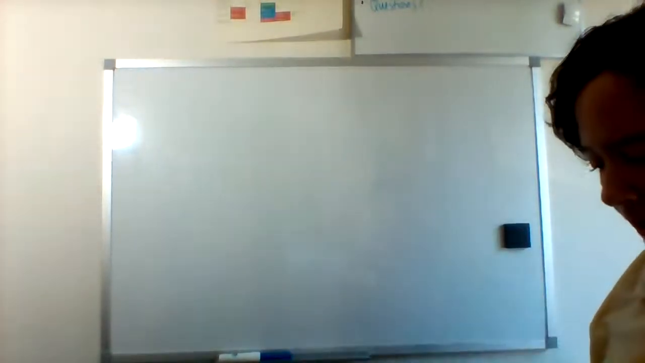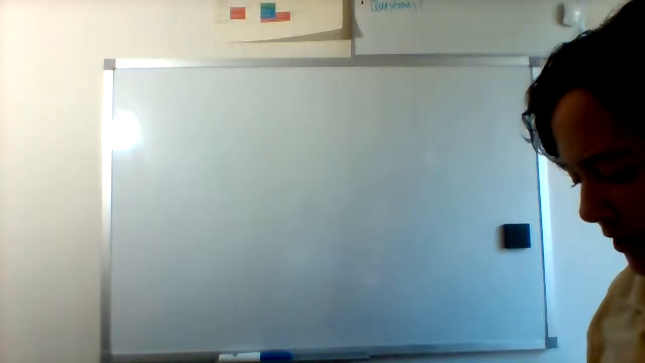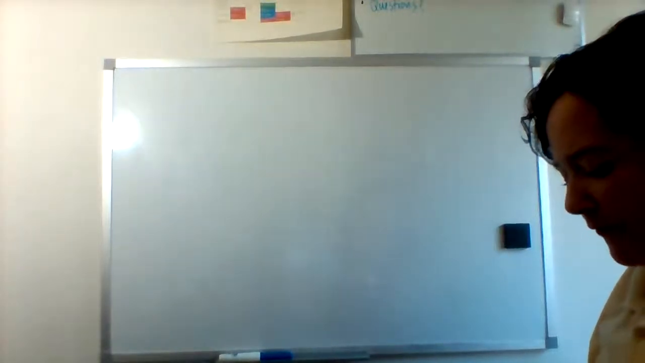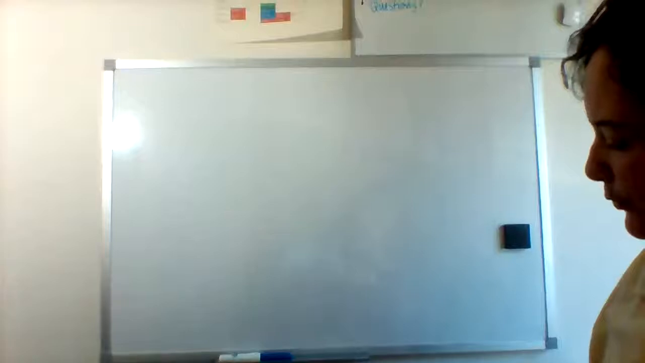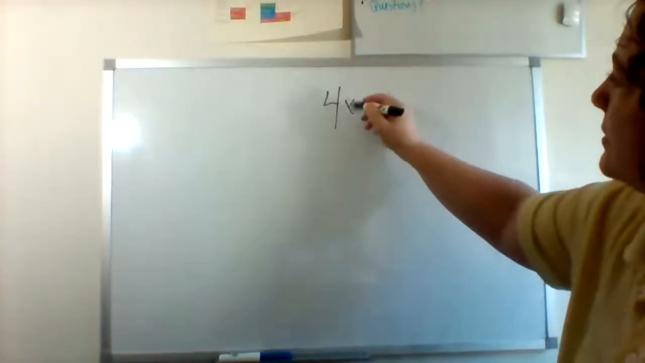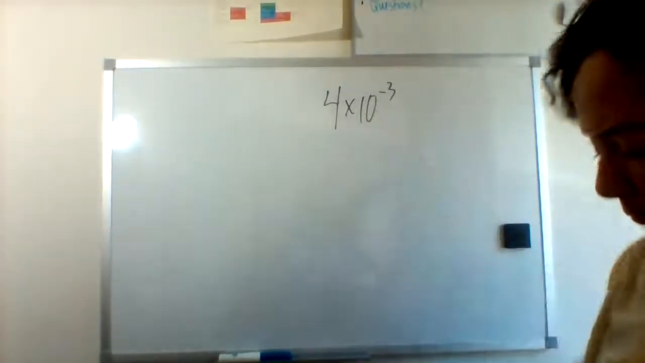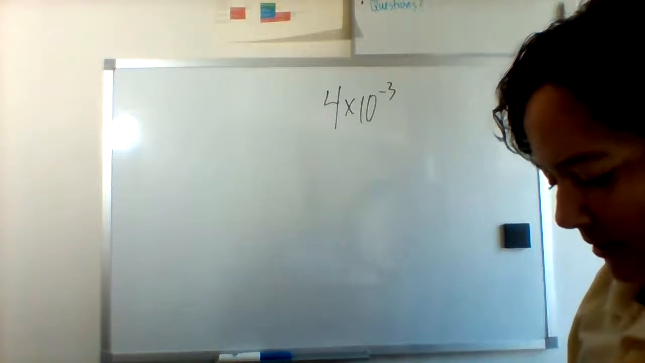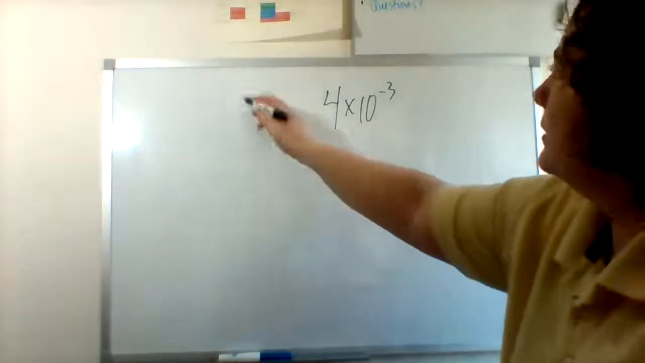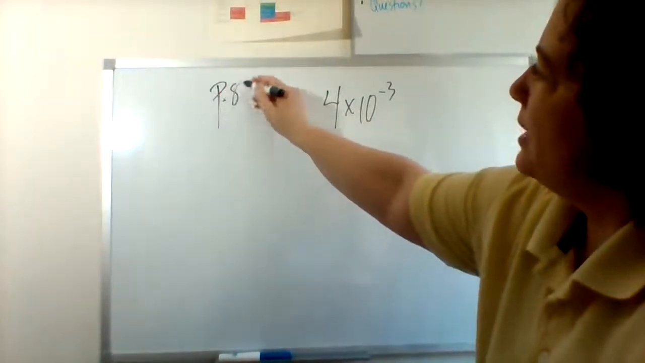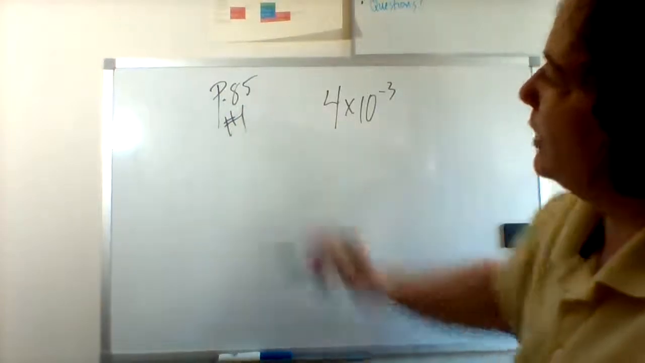It says select all the expressions that are equal to 4 times 10 to the negative 3. Okay, and this is, let's label it page 85, number 1.